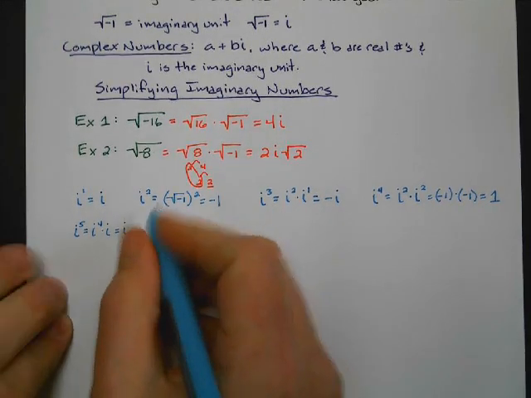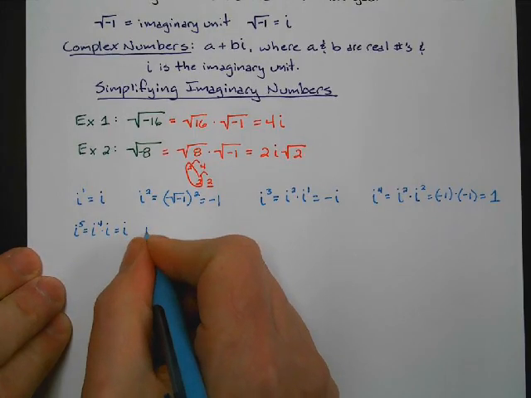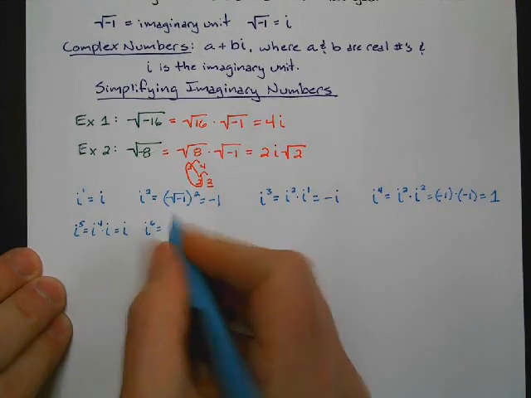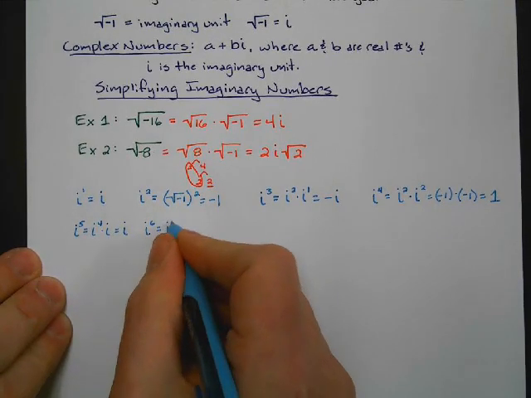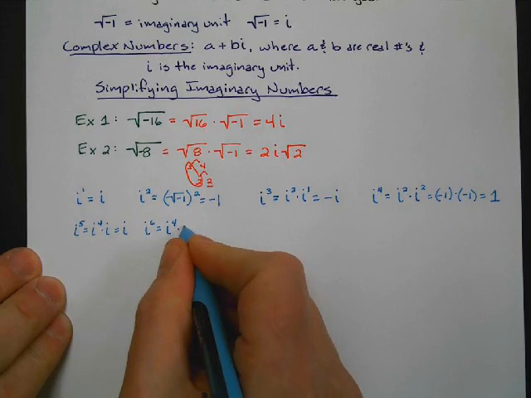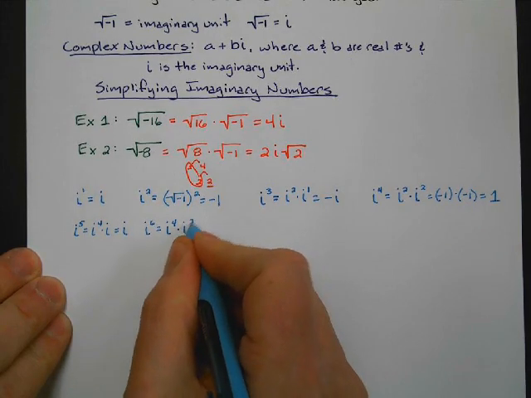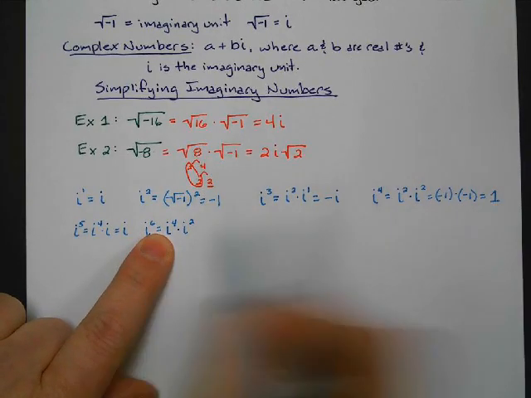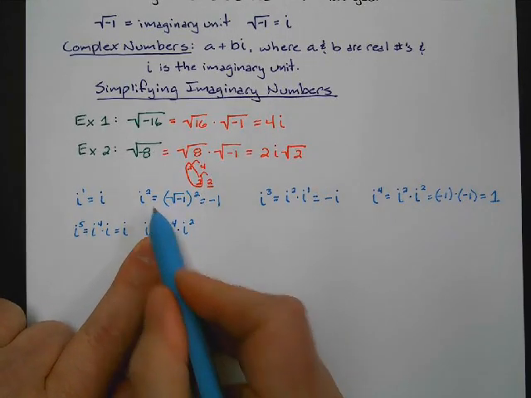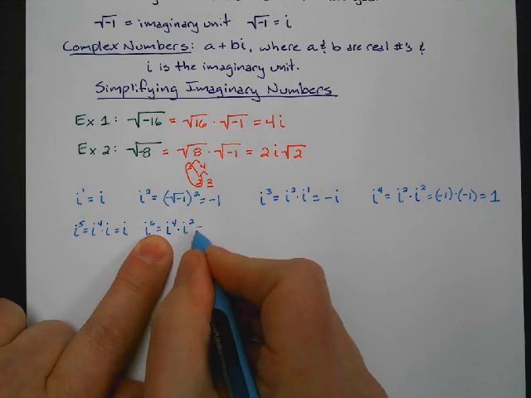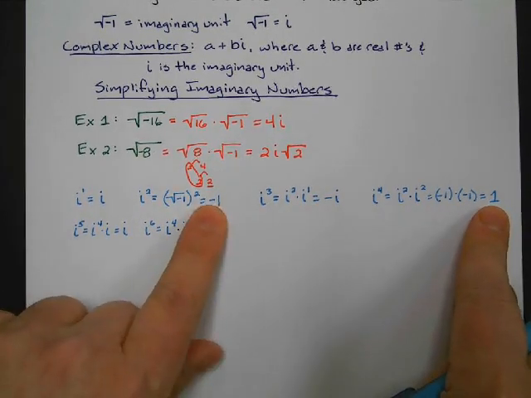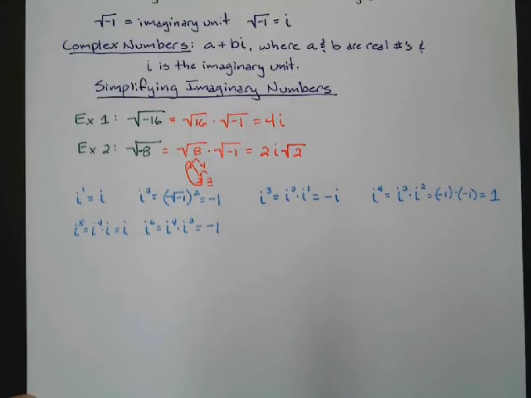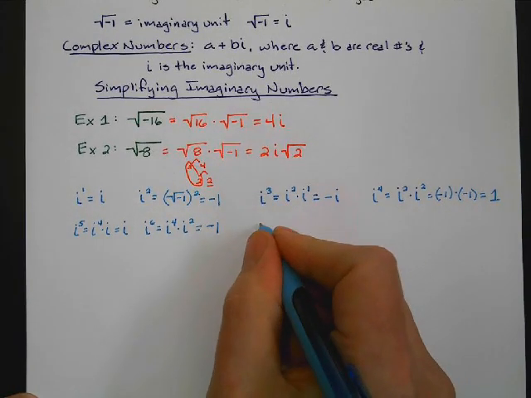Okay, now let's look at i to the sixth. Well, i to the sixth is i to the fourth times i to the second. And we said i to the fourth was 1, and i to the second was negative 1. If I take 1 times negative 1, I get negative 1. So i to the 6 is negative 1. See the pattern that's starting here?